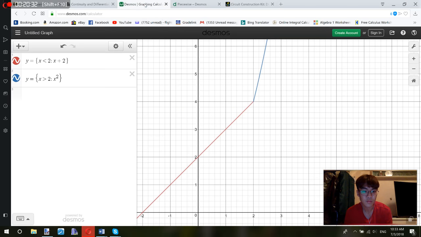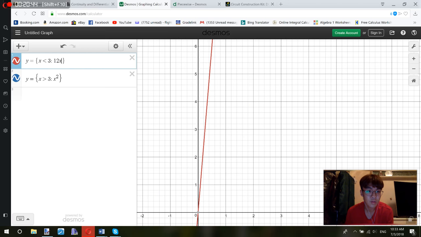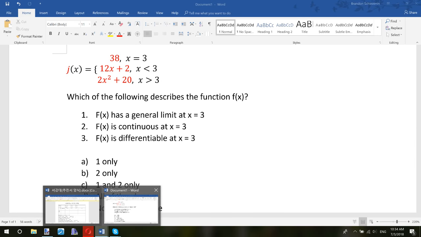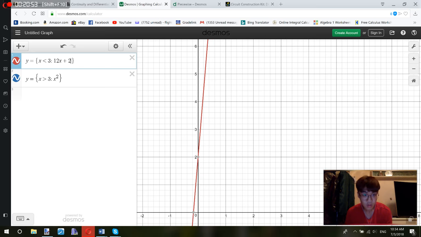Jump back to Desmos. Less than 3, less than 3. This was... I've already forgotten. 12x. For f of x, I'm going to do j of x. This is 12x plus 2x less than 3, and then 2x squared plus 20, and then x greater than or equal to 3. There's a 38, x equals 3. We don't need that.